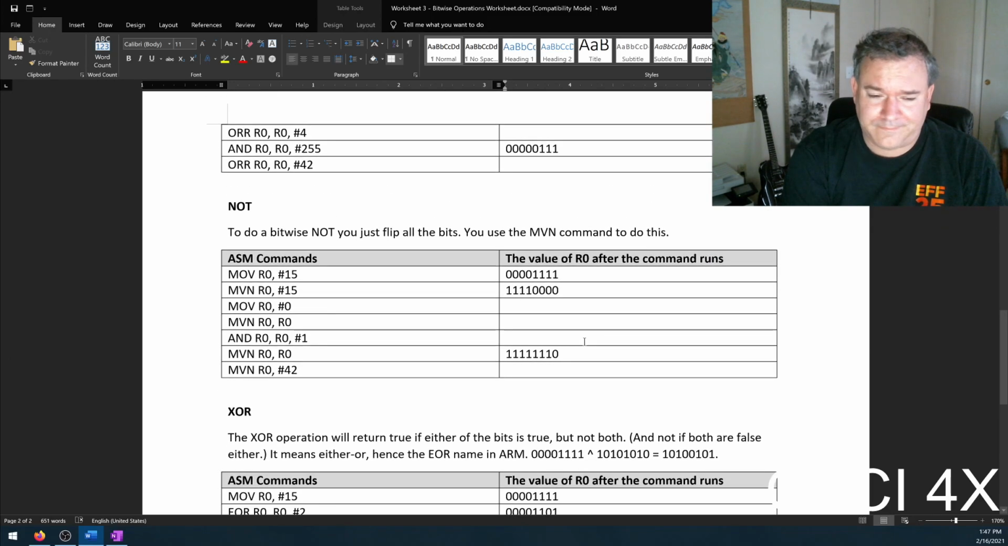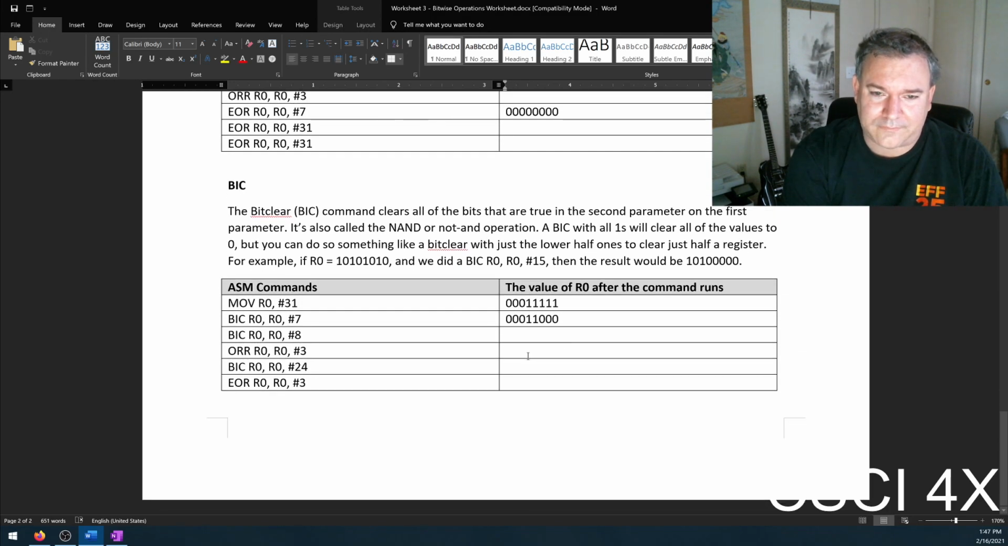Nodding things. XOR. Oh, BitClear. Yeah, I did use BitClear in one of our assignments.